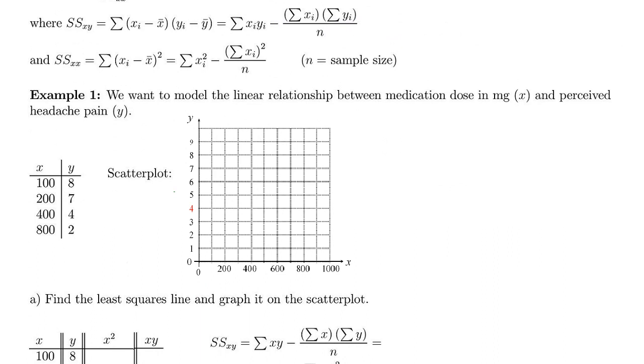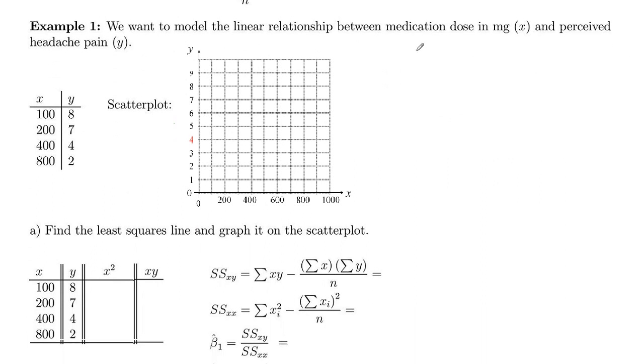So let's look at an example here. We want to model a linear relationship between medication dose in milligrams x and perceived headache pain y, and that'll be on a numerical scale. Here's our sample data. So we got a sample size of 4. At 100 milligrams, your pain level is perceived as 8, 200 milligrams at 7, 400 at 4, and 800 at 2.